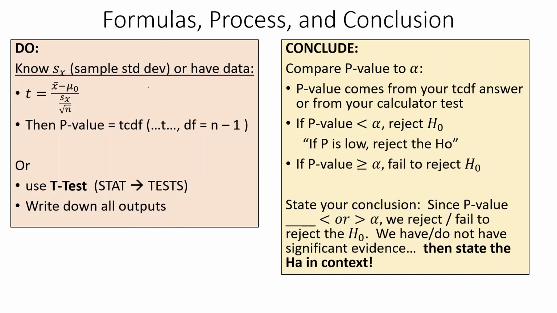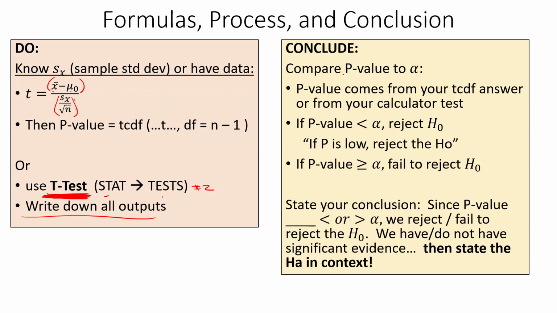After that, we can do each separate step by hand if we want to. We can calculate the t value using the sample mean minus the null hypothesis mean, divided by the standard error from the sample, s divided by the square root of n. We can get the t, and then do the t CDF with t as either the lower bound or the upper bound, and our degrees of freedom of n minus 1. Or we can just use the t-test on the calculator. Do that one, and then just write down everything that comes out. So stats, test, and then t-test. I think it's number 2, if I remember right.